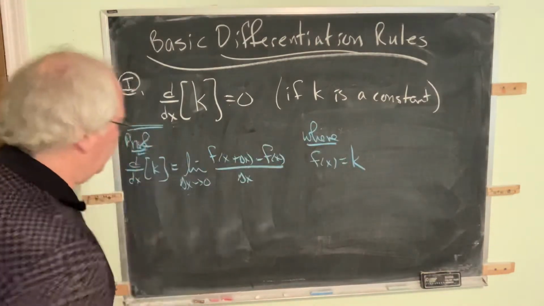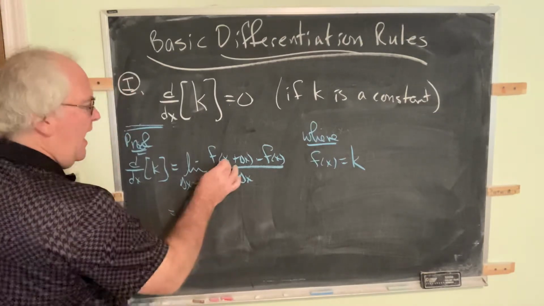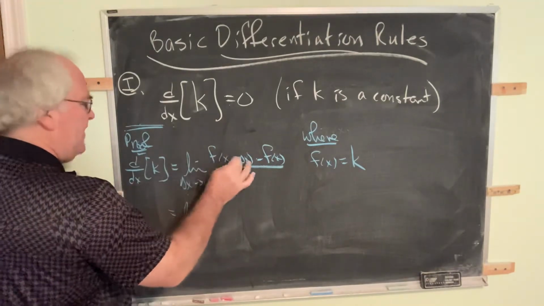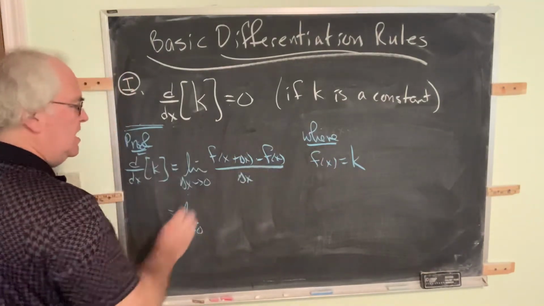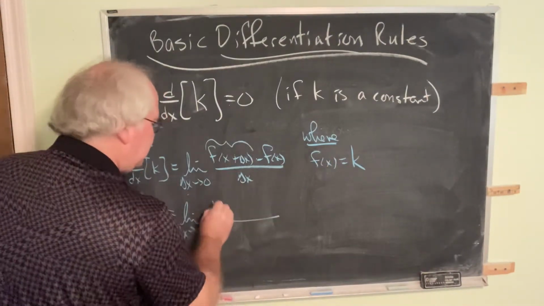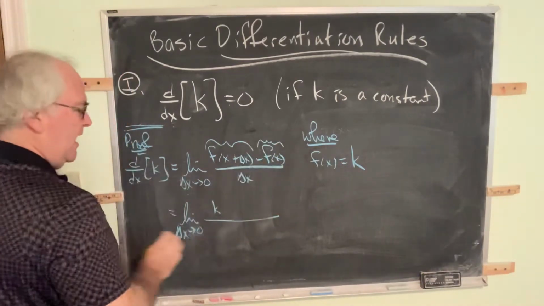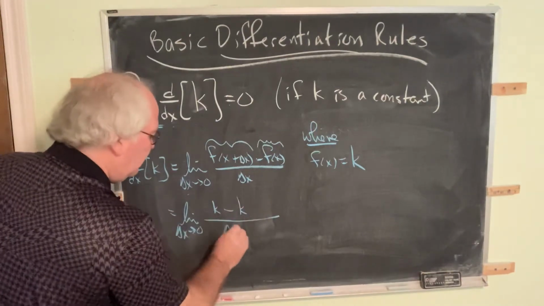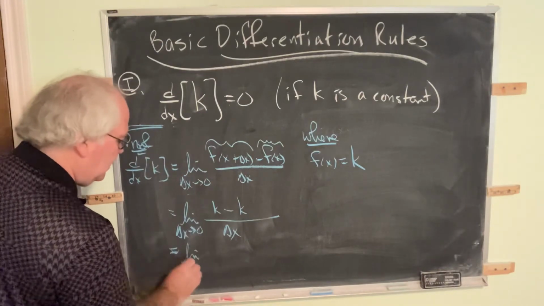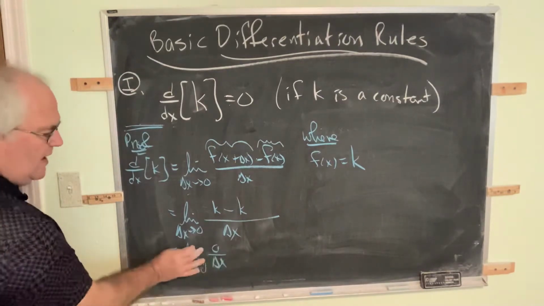But we just argued this earlier. f of anything is k. It doesn't matter what you put in here. f of anything is k. That's what it means to be a constant function. So this is k minus, and then this, well, I know what that is. That's k. It's k minus k over delta x. And then when you simplify that, that's the limit as delta x goes to 0 of 0 over delta x. I'm not doing the limit, I'm just evaluating that expression for now.